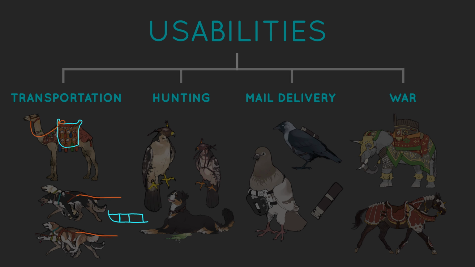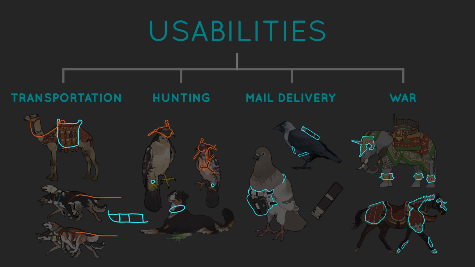With animals used for hunting, there is an identification collar or ring at the very least. There can also be accessories or props that aid the hunt. With mail delivery animals, they are equipped comfortably with a package weighing no more than they can carry. Animals of war can look very diverse, but usually they are covered in armor and decoration that usually corresponds with the culture they fight for.